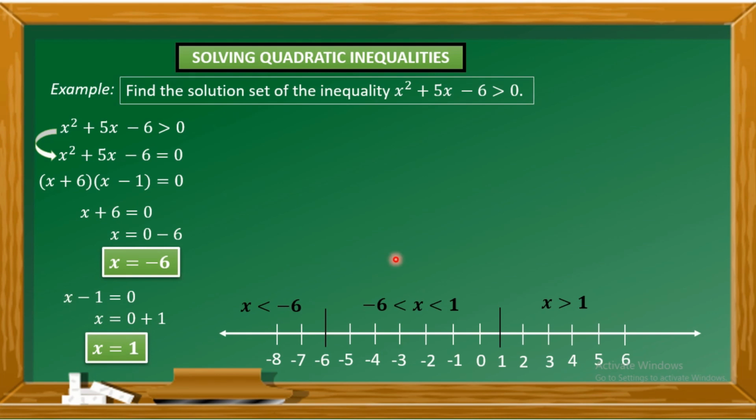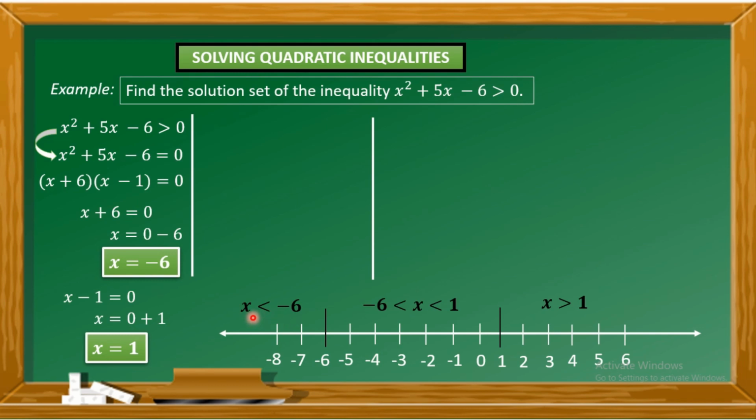Okay, let's continue. Now, what we're going to do is select among these 3 parts, these 3 expressions, which of these are the solutions of this inequality. Maybe one of these three is the solution, or maybe two of these three are solutions. We will try to find out.